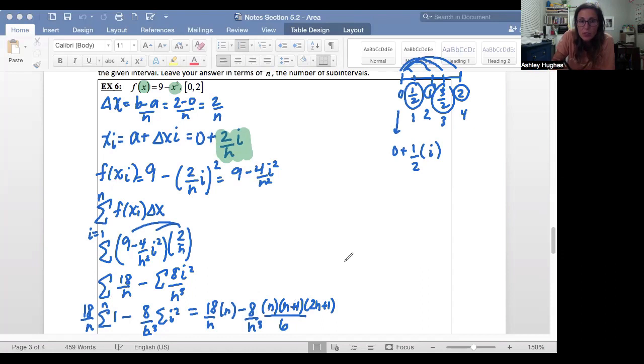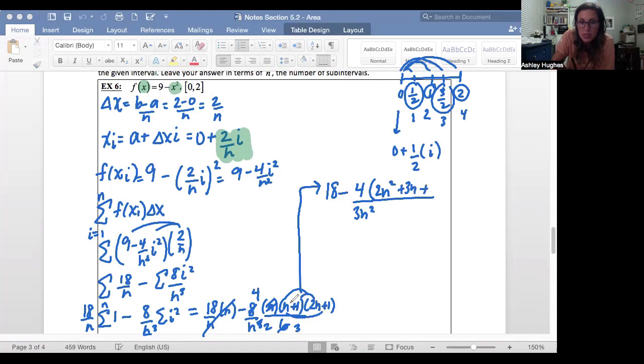Okay, definitely going to run out of room, so I'm going to come up here. These n's cancel, and I can cancel one of these, so that'll be n squared. 8 divided by 2 is 4, and 6 divided by 2 is 3. So I have 18 minus 4 over 3n squared, and then if I multiply those out, n times 2n is 2n squared, and then plus n plus 2n, so plus 3n, plus 1.